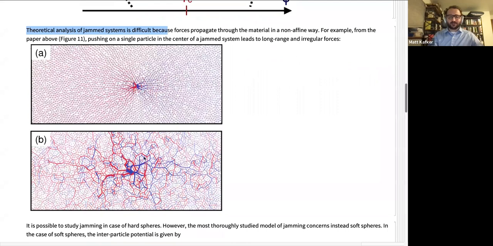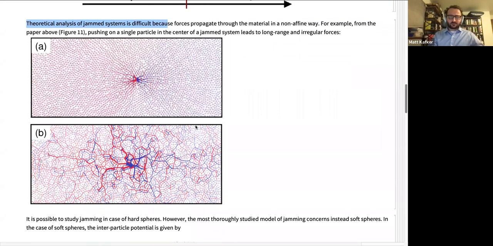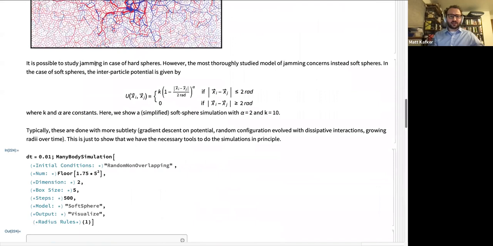But at the jamming transition, you get this long range and omnidirectional, highly complex propagation of the force through these networks of particles. So there really is different physics going on at the jamming transition, and it's quite cool. People don't typically study jamming with hard spheres. Sometimes people study jamming with hard spheres, but typically instead people will use soft spheres.